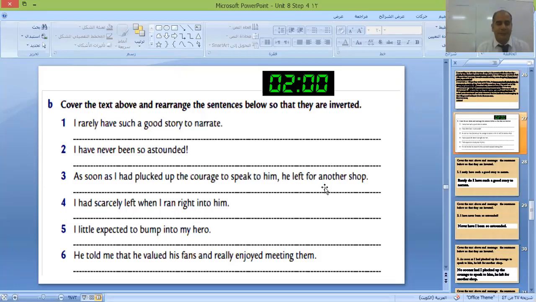The fifth one, I little expected to bump into my hero. Begin with little. Little did I expect to bump into my hero. The adverb, little, did, the auxiliary, the subject, I, then the verb expect, then I complete the sentence: to bump into my hero. The last one, he told me that he valued his fans and really enjoyed meeting them.